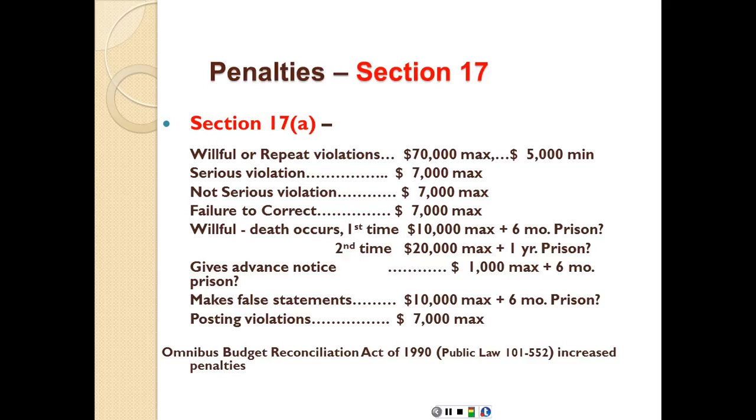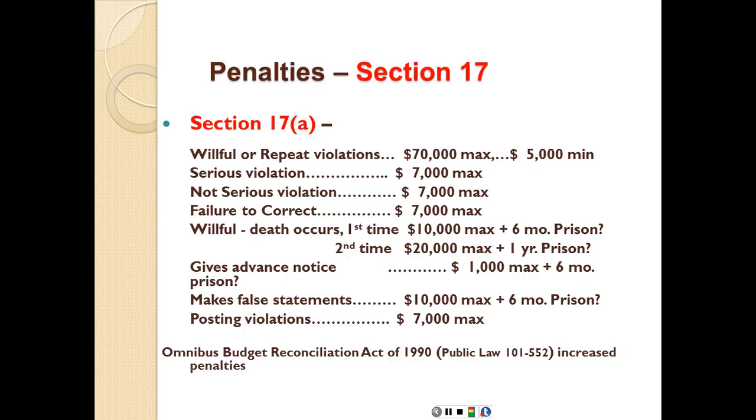For each and every citation or person exposed to that hazard, you can be fined a minimum of $5,000 and a maximum of $70,000. Now imagine a repeat violation or willful, something intentional, willful violation. You have 5 employees exposed to that hazard. You can pay up to 5 times 70,000, so that's $350,000, which is not small change.